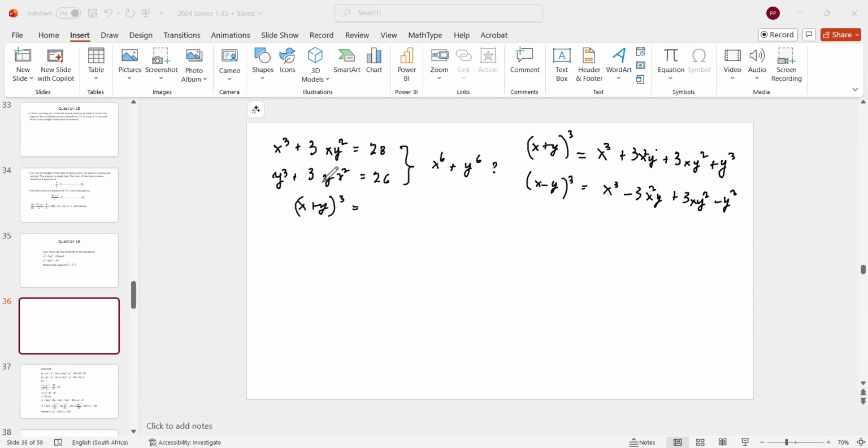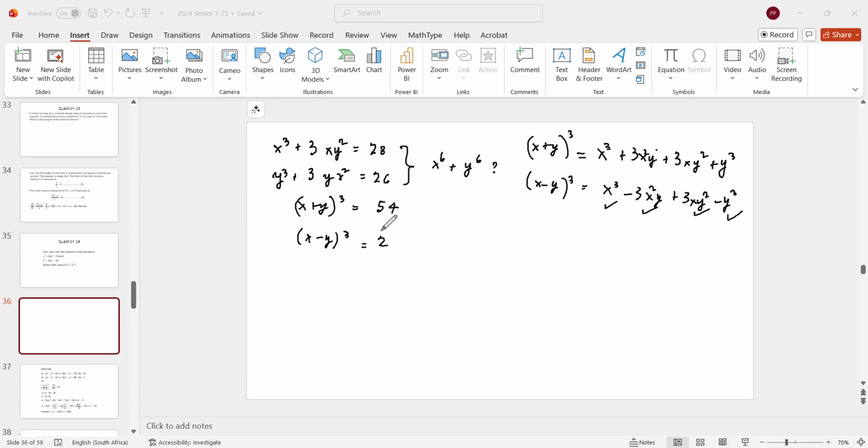this first term plus the second term, you see they are the same thing there. So when you add, you're going to get x plus y cubed, which is 28 plus 26, which is 54. And when you subtract these, you get x cubed minus y cubed, and 3xy squared minus 3yx squared. That's it. And that is 28 minus 26, which is 2.